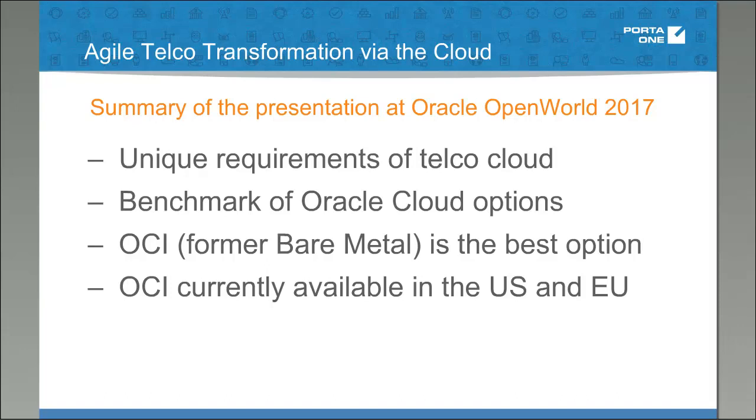This is why we saw there is a need to go a bit beyond the typical public cloud infrastructure, because normally it doesn't guarantee real-time performance. It has very vague commitments to the network throughput. We did extensive testing of various Oracle Cloud options. We tested the traditional public cloud, we tested the dedicated public cloud, and finally we settled on the bare metal. Now it has been renamed to the OCI, Oracle Cloud Infrastructure.